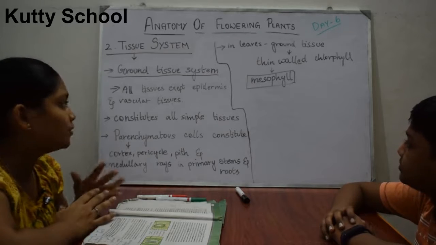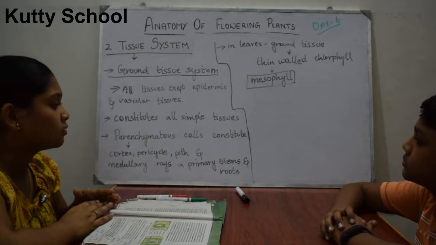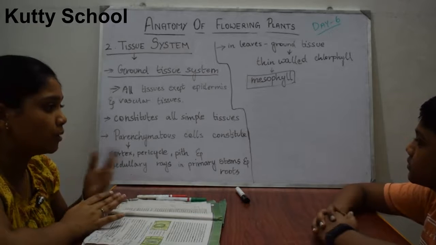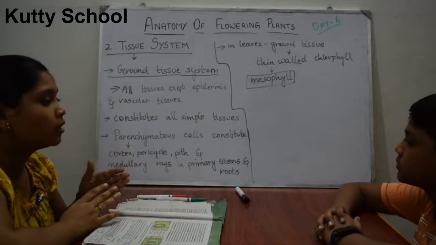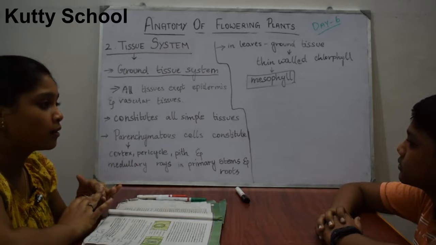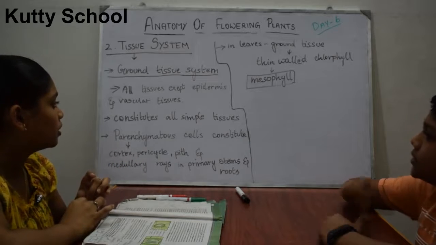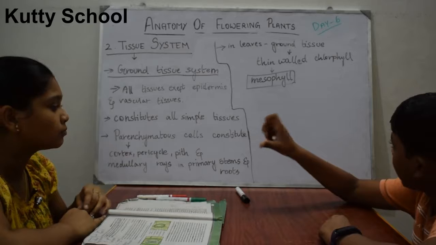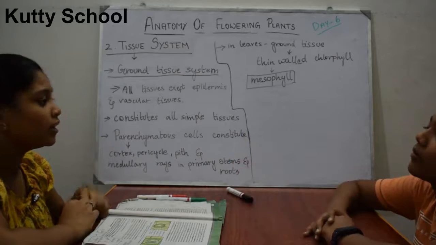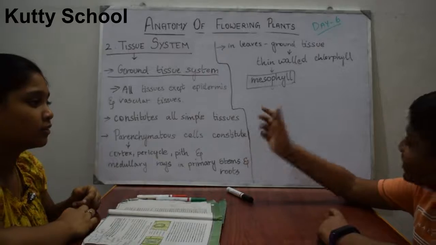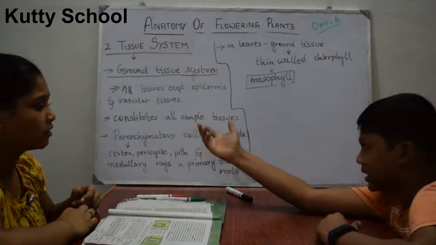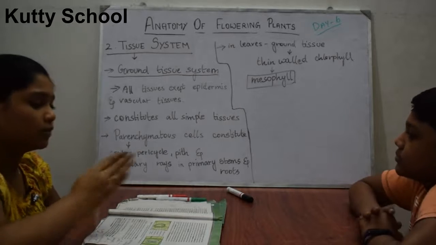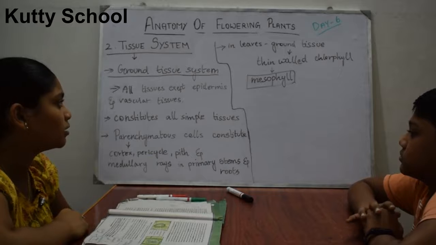Ground tissue is all tissues except epidermis and vascular tissues. Vascular tissues are xylem and phloem. So except xylem, phloem and epidermis, all the remaining are the ground tissue system. Why are we calling it the ground tissue system? It has some meaning. Ground is generally the next layer to the epidermis, up to the xylem and phloem.